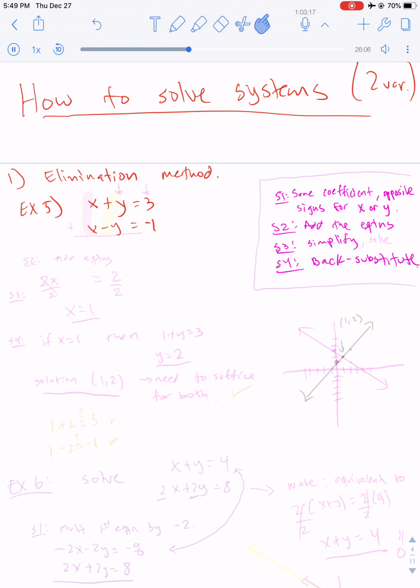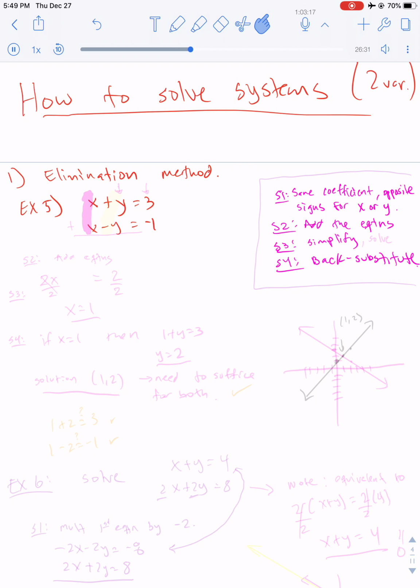All right, well, let's try this out. So step one says you need to have the same coefficient, opposite signs for either x or y. So my x's, let me highlight it. Oh, that's too big. One second, all right. So my x's, notice, they're already the same coefficient, awesome, but not the different signs. Let's look at my y's. My y's in yellow are same coefficient, opposite sign. So perfect, my step one is already done.